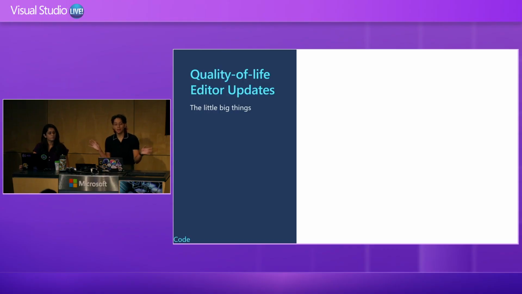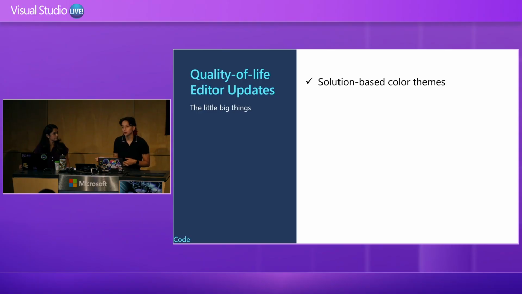Starting with the little big things, I wanted to talk about a few quality of life updates that we've brought into the editor. We know you're spending 40 hours a week staring at Visual Studio, and so we want to make that a good experience for you. First thing is solution-based color themes. This is exactly what it sounds like. When you've got multiple solutions that you're going between, it can be really nice to be able to tell at a glance which one you're looking at. Sometimes you've got a personal project and a work project open side by side. So this is that little bit of convenience we get by making the color themes tied to your solution.